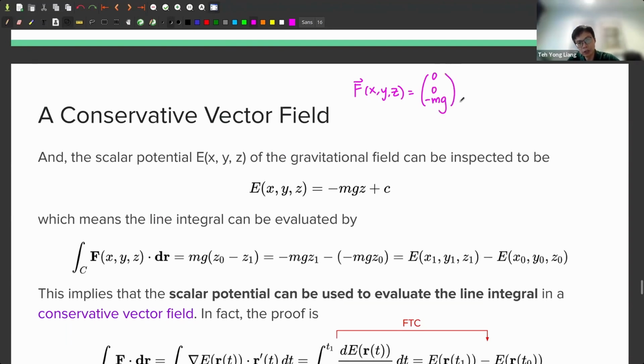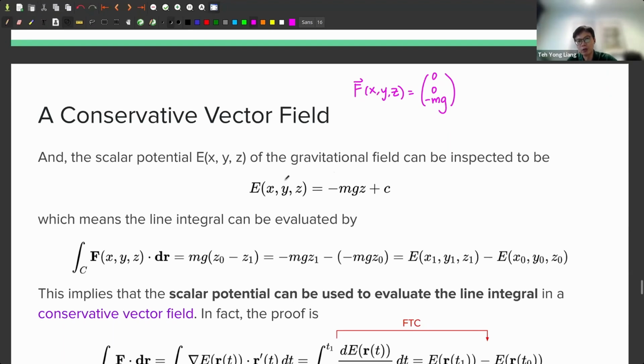Okay, so that means you can do the same process: integrate, differentiate, compare, integrate, differentiate, compare, to get the scalar potential. You can go through the long procedure demonstrated in the morning class. But if you just do inspection, you can tell that actually this is the scalar potential function.